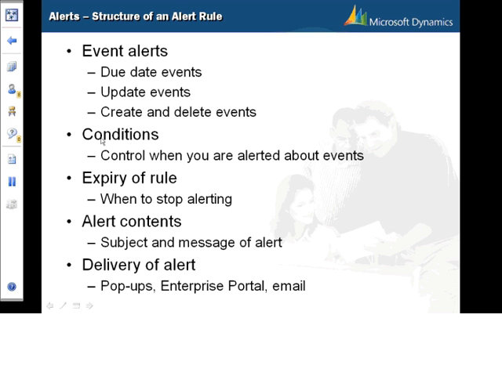So let's have a look at the conditions. You can use conditions to control when you are alerted about events. You can tell the system that you want to be alerted when a date on a record occurs, but only if the record matches a certain set of conditions. For example, suppose that you want to be alerted when the status of a purchase order changes to received. This is the event.